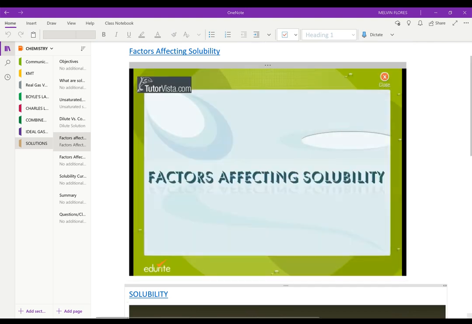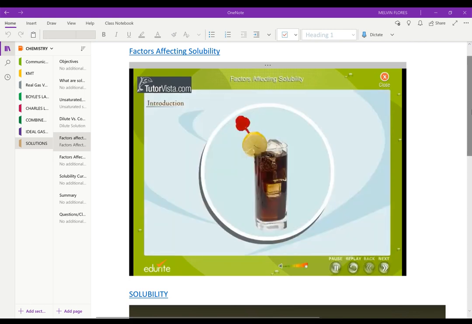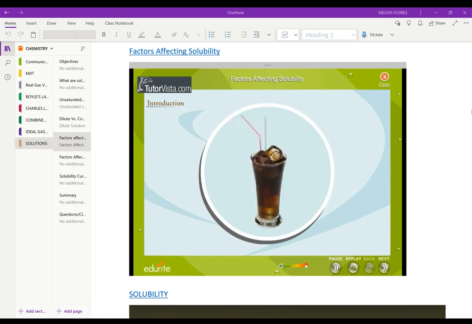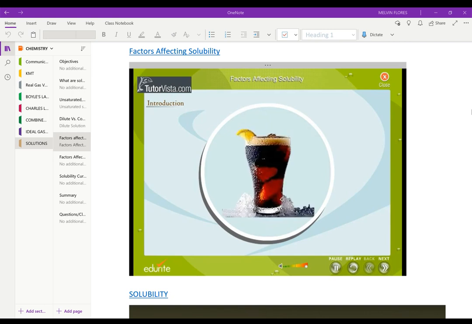Factors affecting solubility. Why do aerated drink bottles open with a fizz? Well, in these drinks, carbon dioxide gas is dissolved in water under high pressure. When opened, all the compressed gas is released by the fizz. Let us learn more on the dissolution or solubility of substances in water.